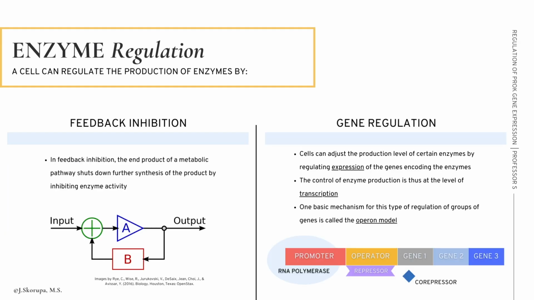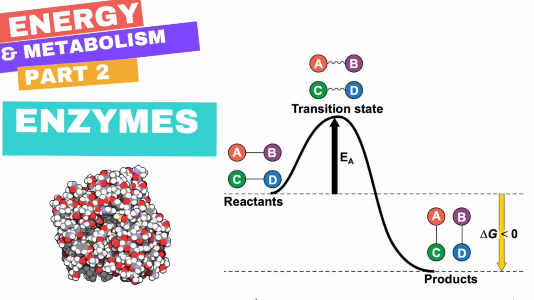Now, a cell can regulate the production of enzymes in two ways: feedback inhibition and gene regulation. I discussed feedback inhibition in detail in my Chapter 8 lecture as well.